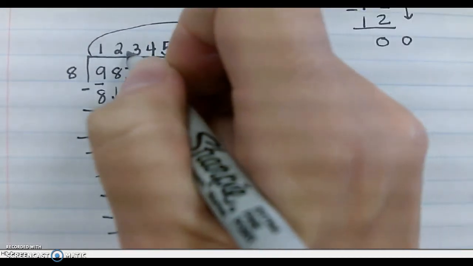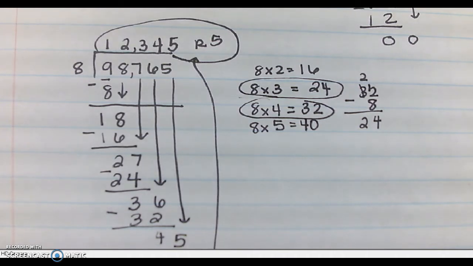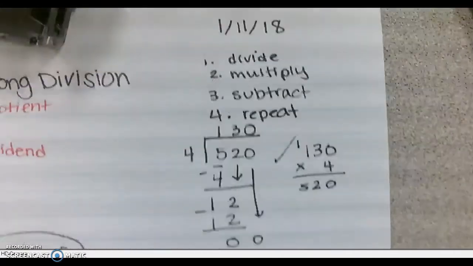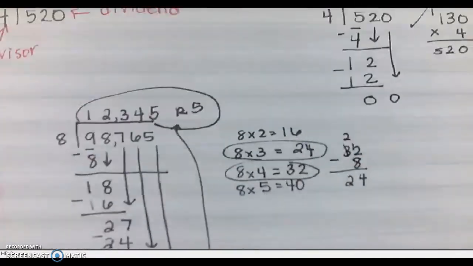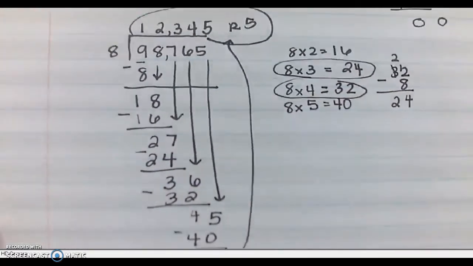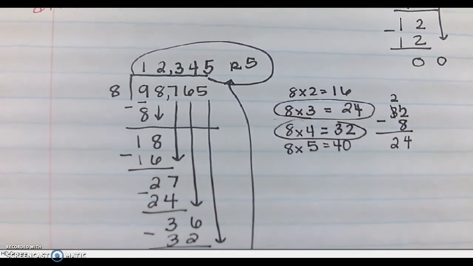Be sure to write in your commas. There we go. So 98,765 divided by 8 equals 12,345 with a remainder of 5. Following the 4 easy steps that we talked about in class, I was able to solve this problem that looked a little scary in the beginning, but after a while it turned out to be pretty easy if you followed along.